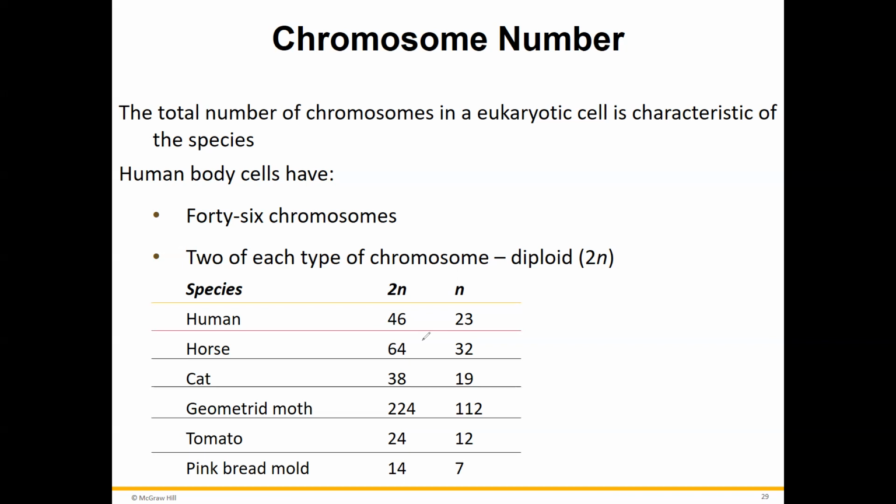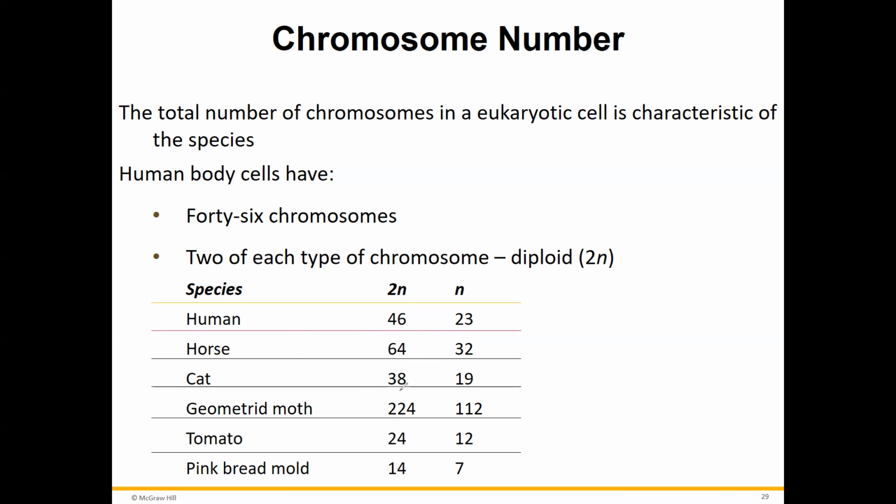And they didn't put a man on the moon. So the number of chromosomes is not about the complexity of the organisms. The diploid number for a horse is 64, cat is 38.